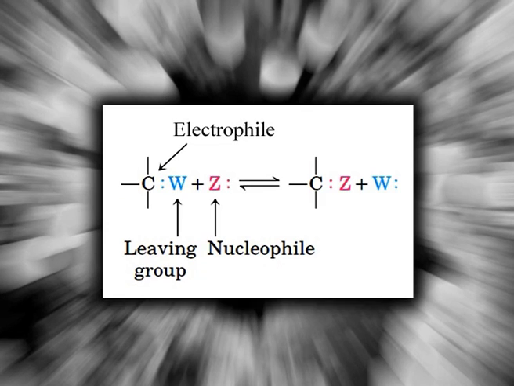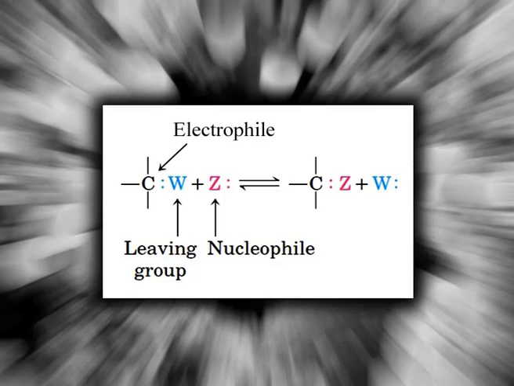Now, this cleavage and formation of carbon-carbon bonds are usually mediated through nucleophilic substitution reactions. Nucleophiles are functional groups rich in electrons and capable of donating them, and electrophiles are electron deficient functional groups that seek electrons and will accept the electrons donated by the nucleophiles.